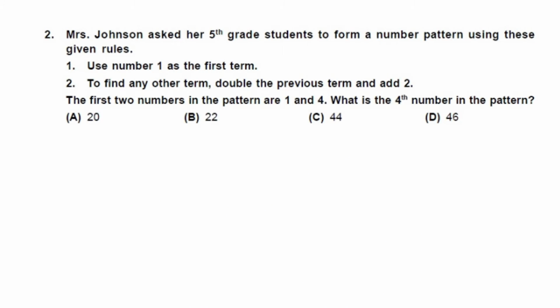Let's go to the next question, which says, Mrs. Johnson asked her 5th grade students to form a number pattern using these given rules. There are 2 rules given. First one is use number 1 as the first term, and second one is to find any other term, double the previous term and add 2. The first 2 numbers in the pattern are 1 and 4. What is the 4th number in the pattern? Your time starts now.